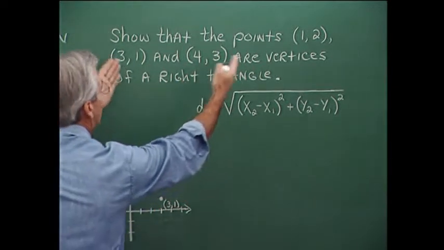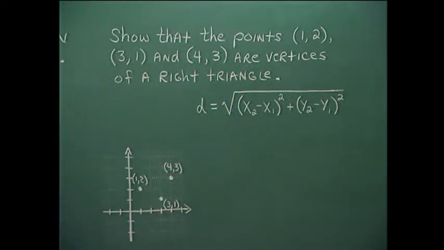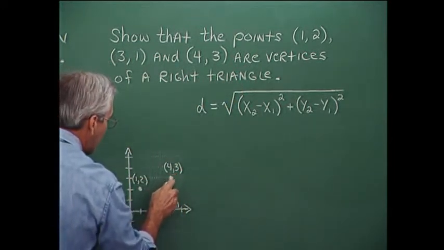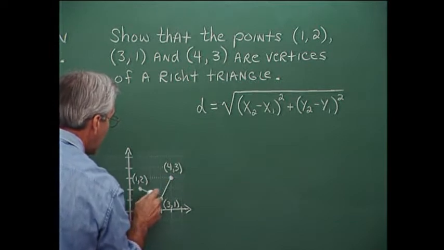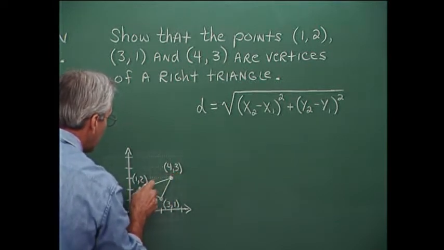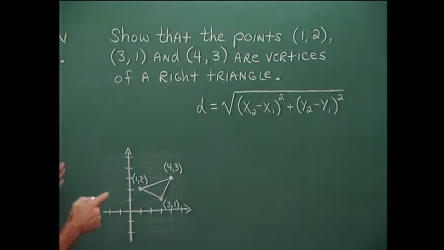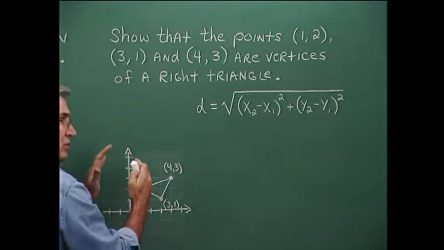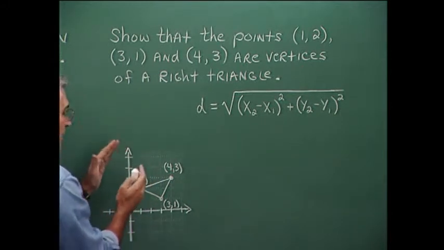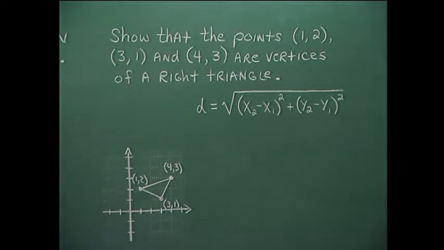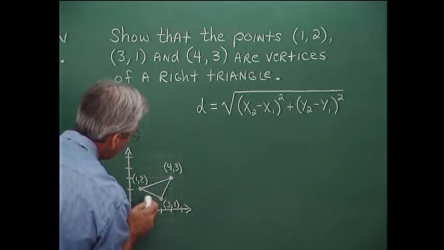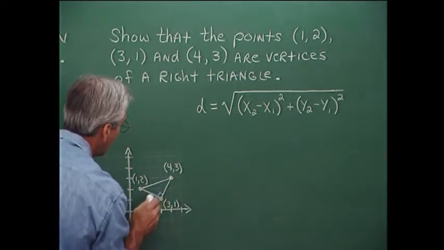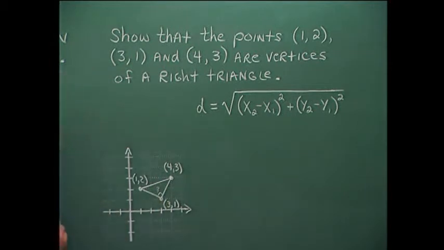Now, I've plotted the 3 points, and these are the 3 points. And if we think about connecting them, it's hard to tell, because of the placement of those vertices, whether or not we have a right triangle. Now, if we do, then it kind of looks like this would be the right angle. But we're not sure that it is. Okay, let's find out whether it is or not.